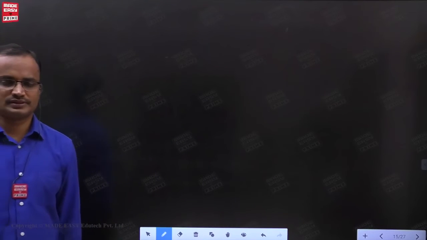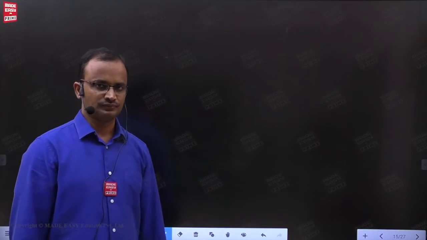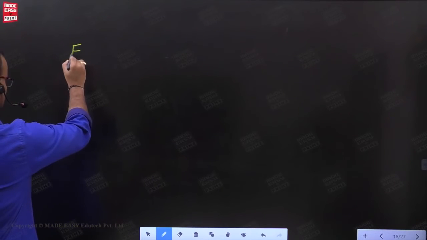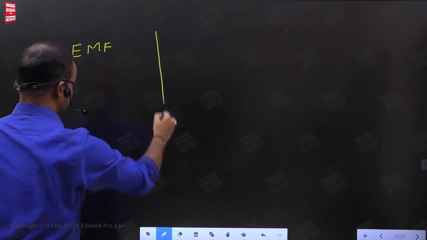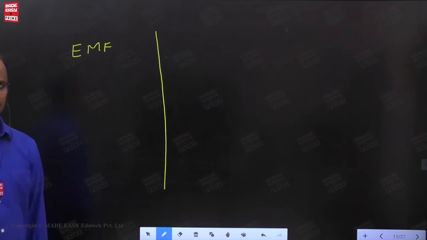Now, corresponding to the cylindrical pole type alternator, to find out the regulation, different methods have been developed. One is the EMF method.